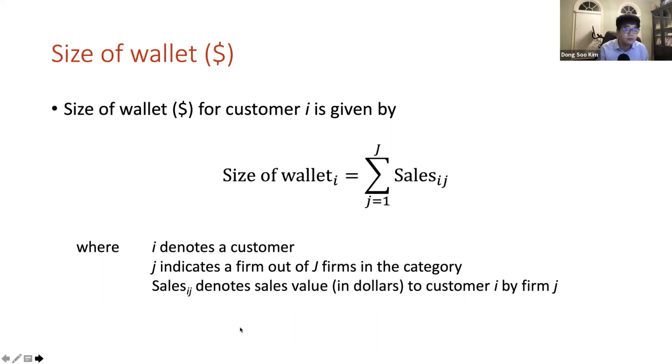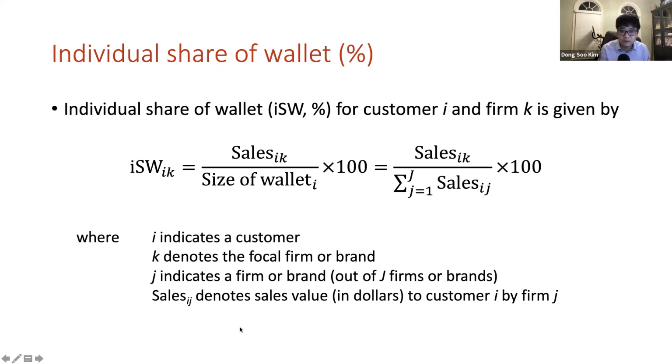Second, share of wallet. There are two versions of share of wallet. One is each individual customer's share of wallet for a firm or a brand. For customer i and brand k, individual share of wallet is the proportion of the sales to this customer by the firm out of her size of wallet. You can see that this formula is exactly the same as 100% of John's spending at Kroger and 10% of David's spending at Kroger.